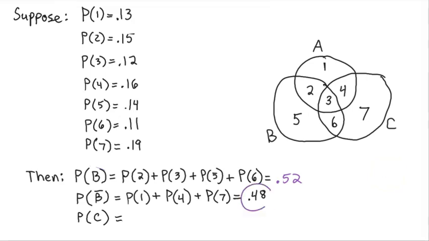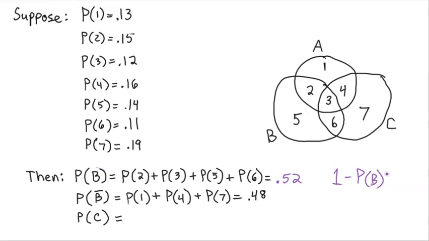Now there are 2 ways of getting 0.48. The first one is the probability of 1 is 0.13 plus the probability of 4 is 0.16, that's 0.29, plus the probability of 7 is 0.19, and that brings us up to 0.48. The other way to do it is to take 1 minus the probability of B, and 1 minus 0.52 is 0.48.